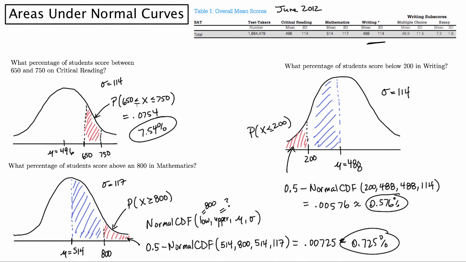So these are the three possible types of questions we can ask for area under a normal curve. I can ask you for the area between two values, as we did in example 1. I can ask you for the area above a value, as I did in example 2. Or I can ask you for the area below a value, as I did in example 3. So just make sure that you understand the different components of this normal CDF function, because that's what you're going to be using when these values do not fall on one of the standard deviation markers.